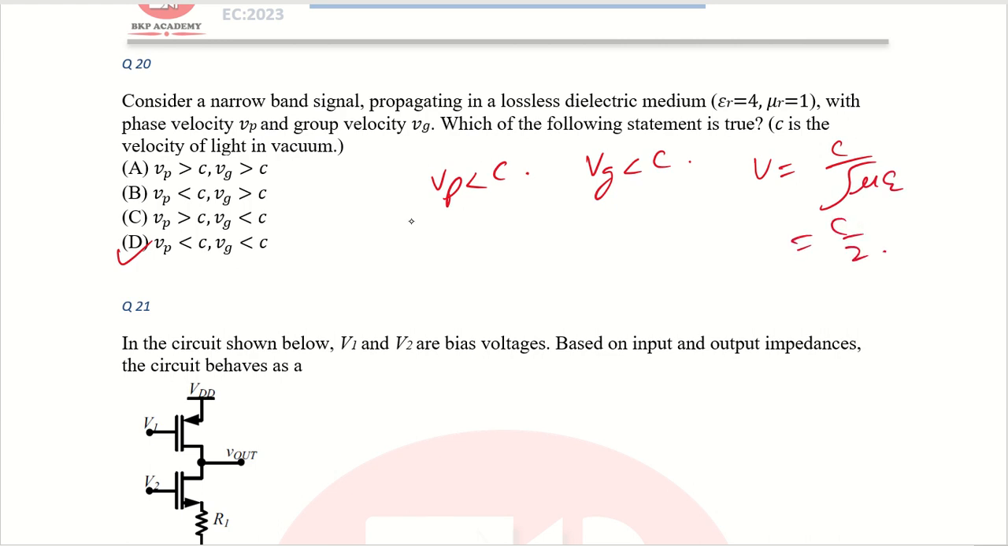Anyway, Vp is lesser than that, but Vg will in that case be more than V, but still it will be lesser than C because V is already half of C.